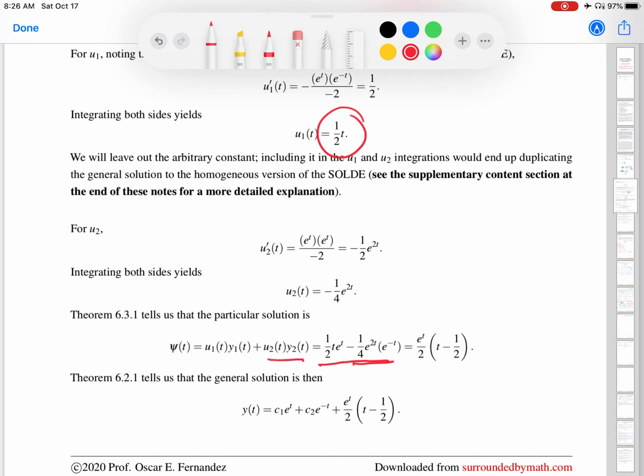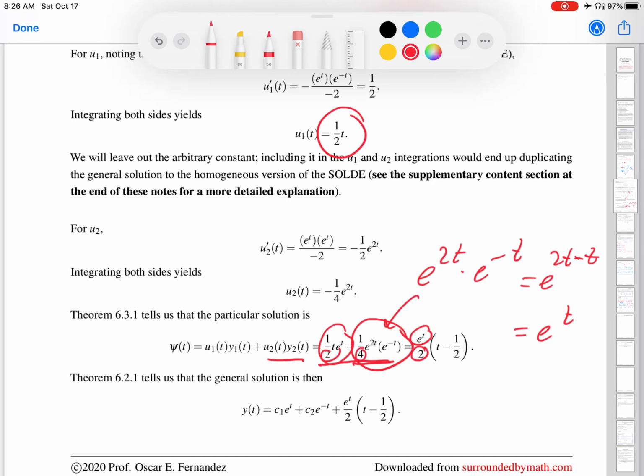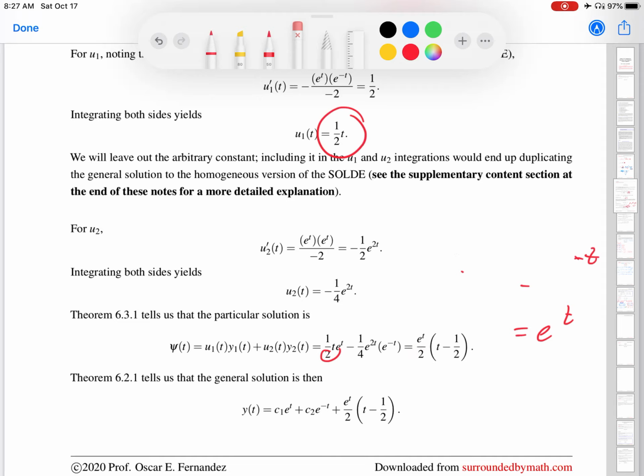And then simplifying all this, this is e to the 2t times e to the minus t, which is e to the 2t minus t, which is e to the t. Okay, so this second term here is minus 1/4 e to the t. So these two terms have an e to the t in them. They also have a 2 in the denominator. So we factor that out, and then we get this expression on the right-hand side. So that is my psi from variation of parameters.